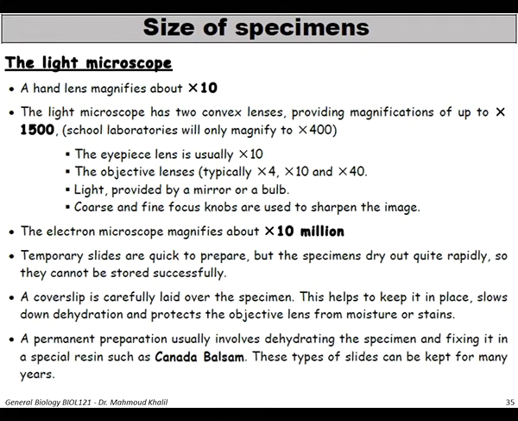Another type of slide is the permanent slide. Usually we use a fixing material for the sample on the slide, and we use a resin like a glue called Canada balsam to fix the cover over the slide, and this type of slide can be kept for many years.